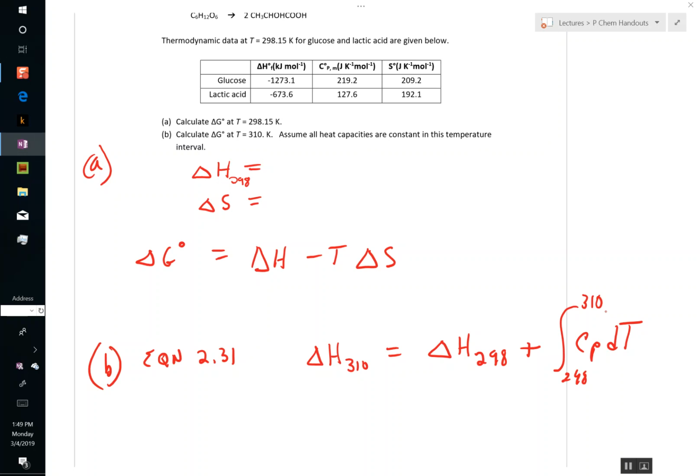How do you integrate over different discrete values? It's not like we're integrating over a continuous function. Couldn't you just calculate it separately? Yeah, I guess maybe you're pulling this out in front: CP times delta T.